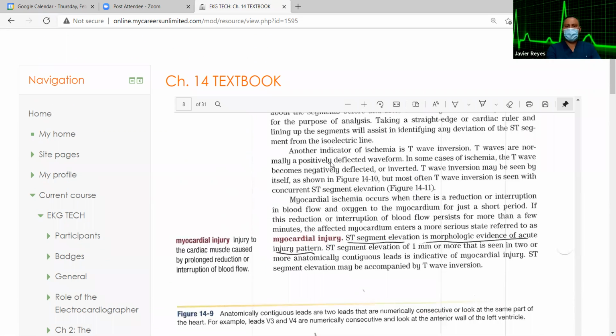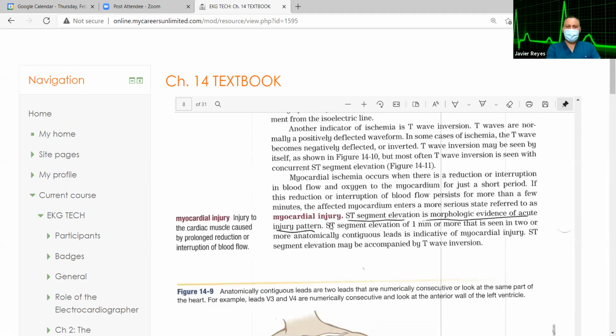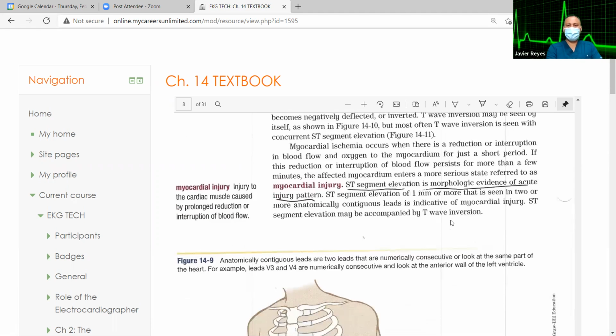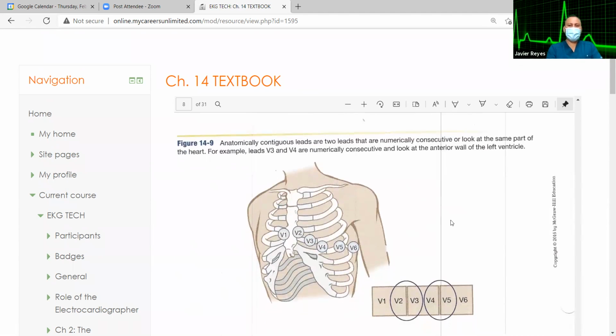Another indicator of ischemia is T-wave inversion, which we saw. Myocardial ischemia is noticeable with ST elevation. We saw that. ST segment elevation is morphologic evidence of acute injury pattern. That means if you see the ST elevation, someone is actually having an ongoing heart attack, because there's decreased blood flow to the heart.